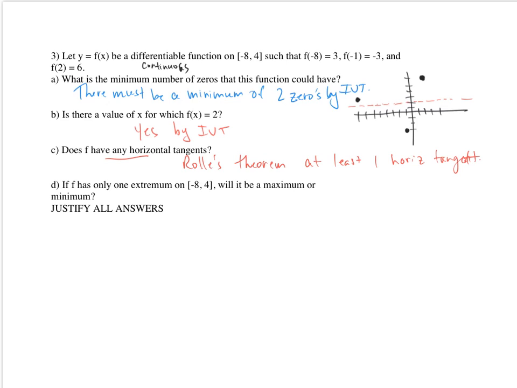Okay, taking a look at part D now. If f has only one extremum on negative 8 to 4, will it be a maximum or minimum? So from negative 8 to 4, if only one extreme value, it has to be this minimum. It must be this minimum. You can't have it if there's only one. Again, that's the key to this question. If there's only one, there must be a minimum, and it's going to be that point. So there must be a minimum.